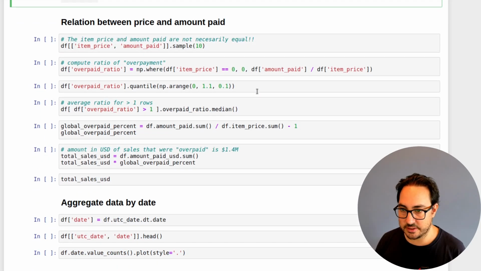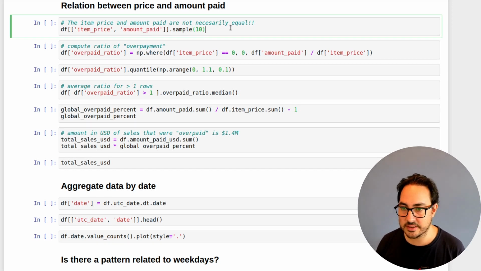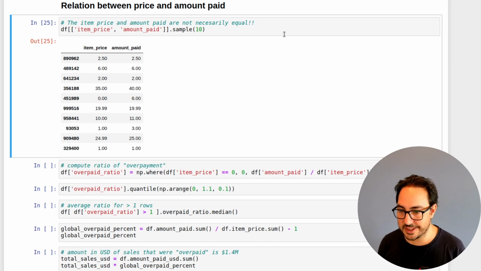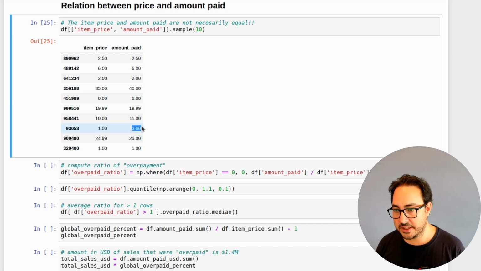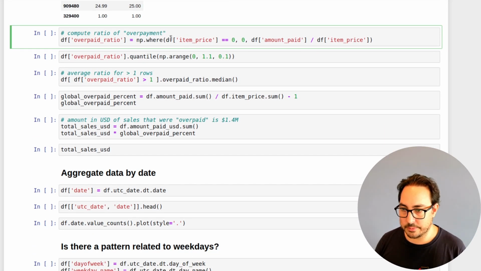Okay, let's continue. There's also the relationship between the amount paid and the item price, the list price. Here I'm showing some examples. We can see that in some cases they're different. For example, this was listed at $1 but it was paid $3. So what I'm doing here is computing the ratio, the overpaid ratio, which is basically the amount paid divided by the item price.